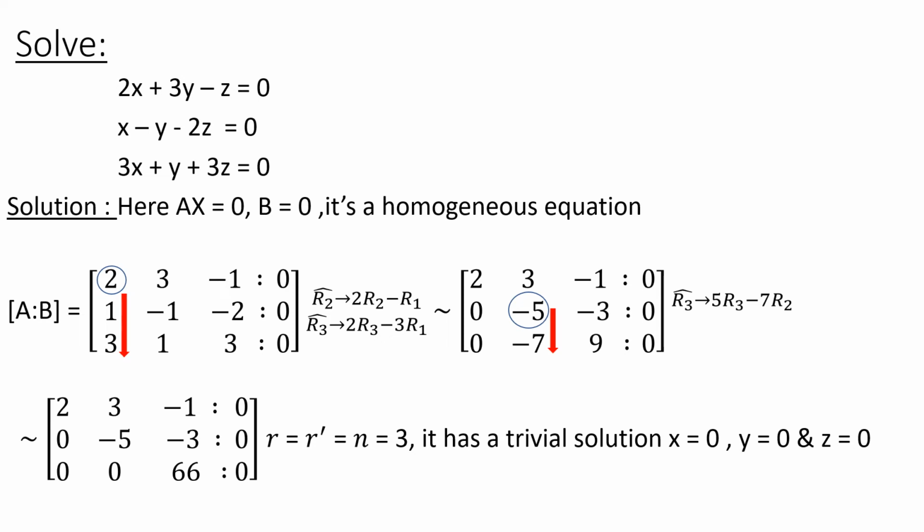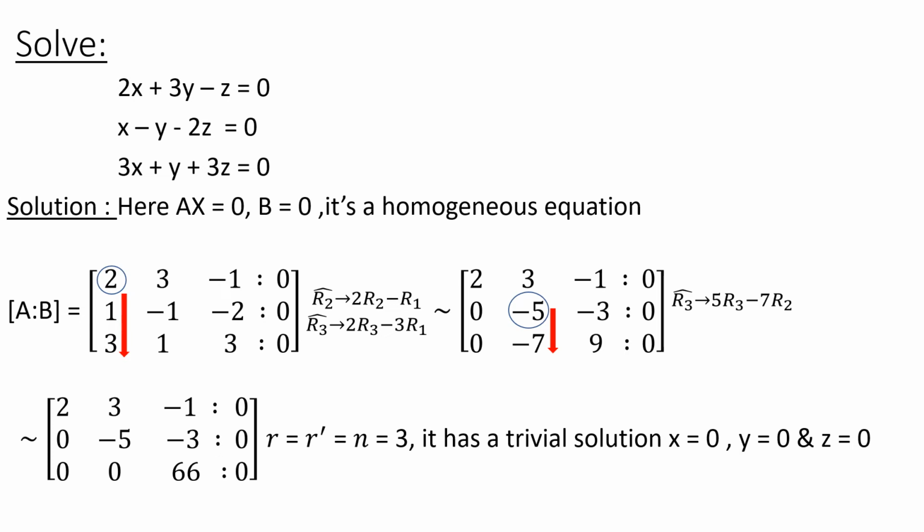And same as we did for non-homogeneous equation, we have to write the augmented matrix. That is 2, 3, minus 1, 0. 1, minus 1, minus 2, 0. 3, 1, 3, 0. The first element here is 2 and that is non-zero. Below the 2, we have 1 and 3. You have to make it 0 using row transformation and using row 1.